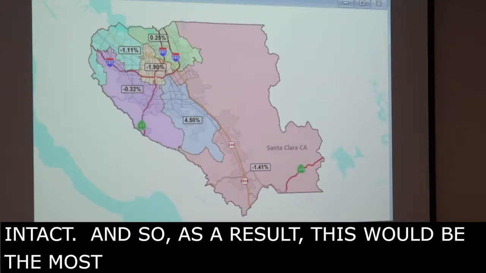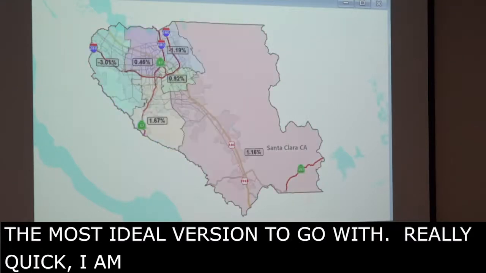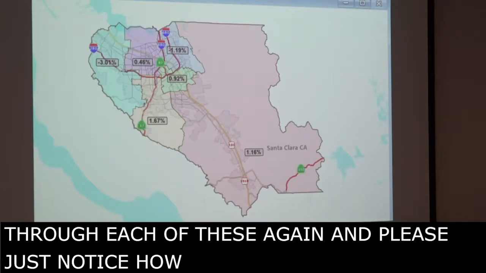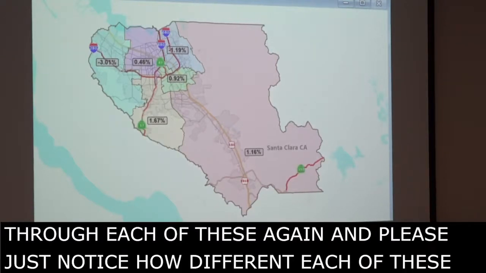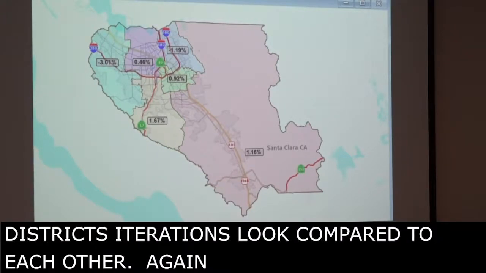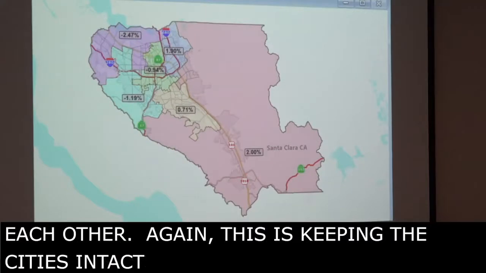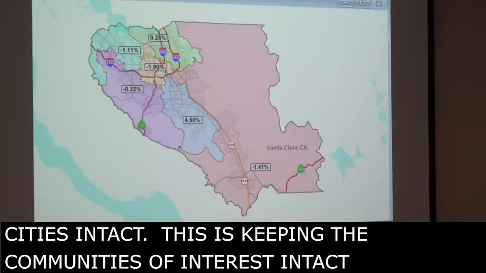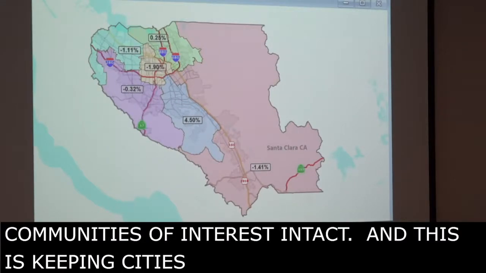Really quick, I'm just going to go through each of these again, and please just notice how different each of these district iterations look compared to each other. Again, this is keeping the cities intact. This is keeping the communities of interest intact. And this is keeping cities and communities of interest intact.